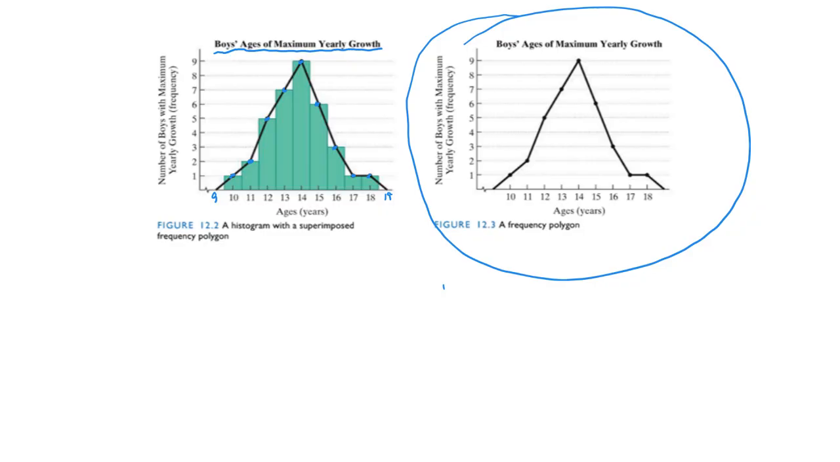So depending on what you're presenting, sometimes the histogram is more effective in relaying what you're trying to interpret, and sometimes the frequency polygon may be your choice. Again, we're just giving you different ways to present your data.